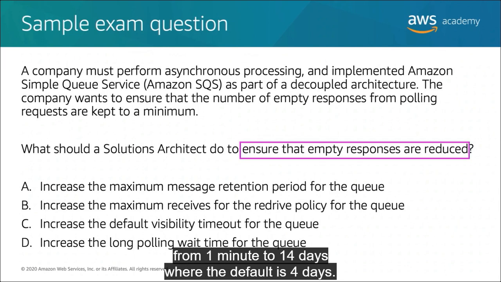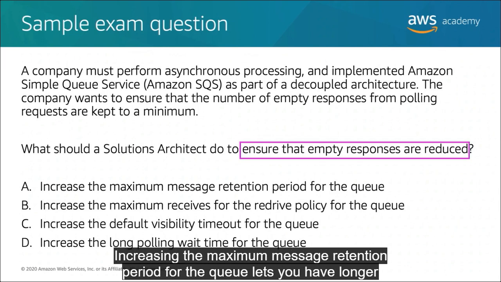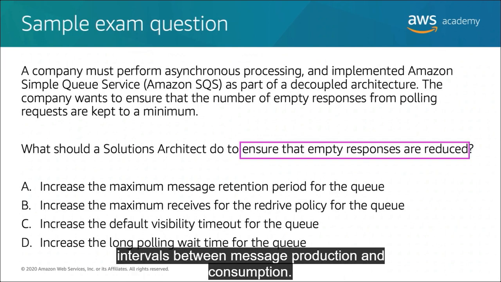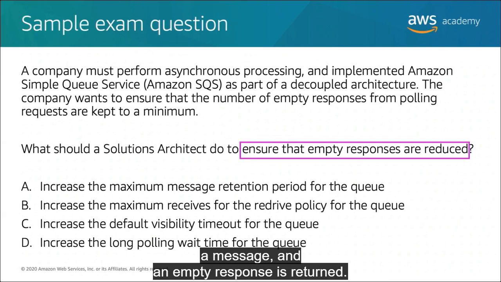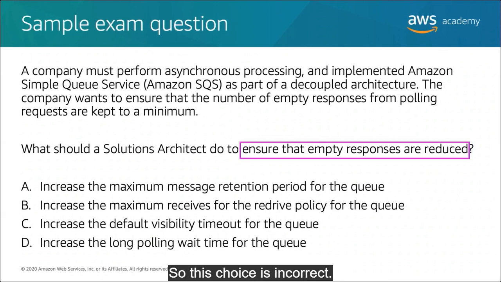is 4 days. Increasing the maximum message retention period for the queue lets you have longer intervals between message production and consumption. However, this setting won't change the number of times a queue is checked for a message and an empty response is returned. So this choice is incorrect.